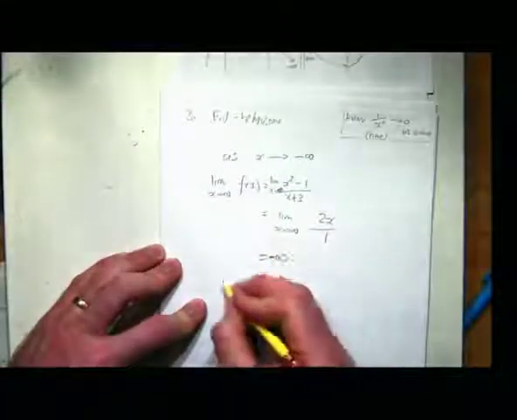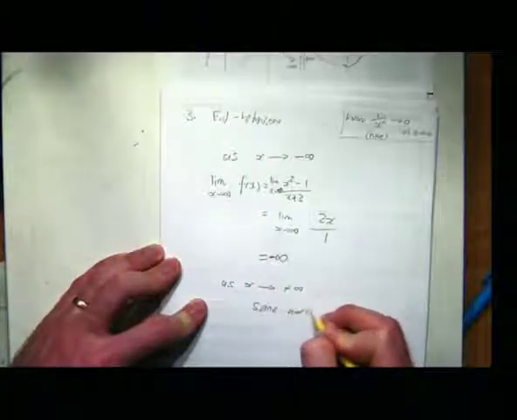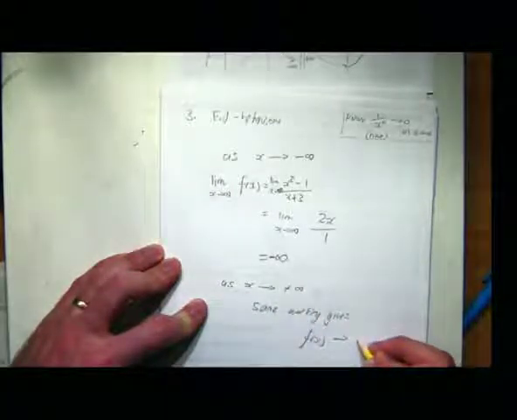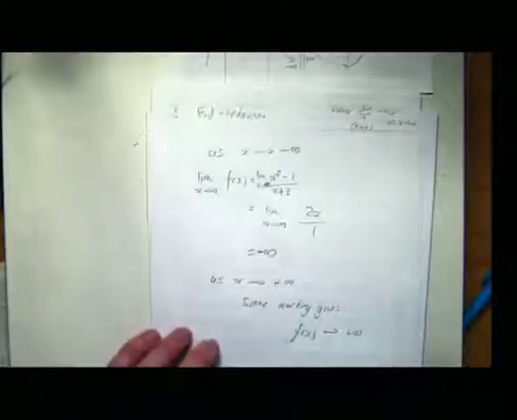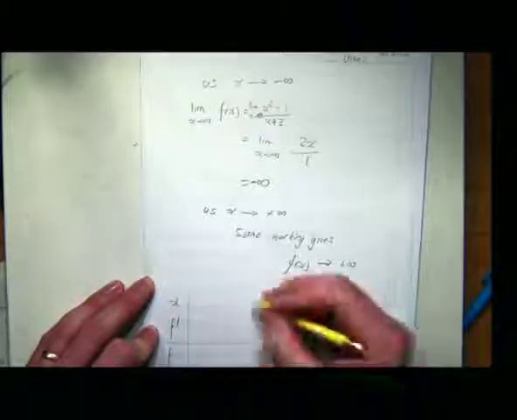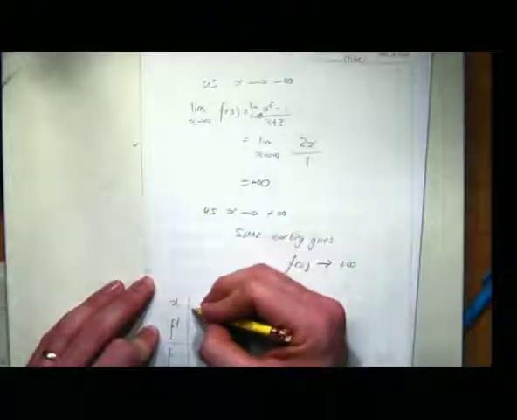Only that will be negative infinity because x is going to negative infinity. And as x goes to positive infinity, same working gives that f of x goes to positive infinity. Alright, so now we finally have the full picture. x, f dash, f, and minus infinity as well.